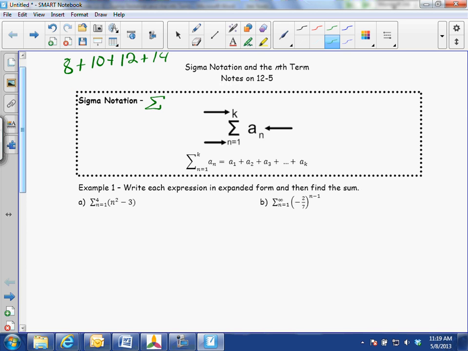So what we're going to do is we have the sigma here. It tells us n equals 1. That's our starting point, the starting value of n. Where we're starting. What would you put in for n to start with? K is where you stop. It's the maximum value of n.